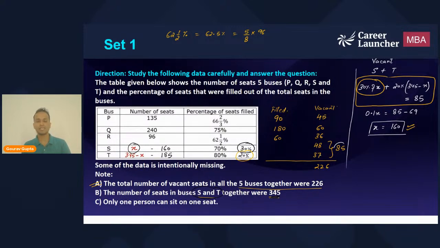So the number of vacant seats is done. Now the number of filled seats in these buses. So 160 minus 48, that is 112. Right? And 185 minus 37, it will be how much? Anyone? 185 minus 37? 148. Okay, right?